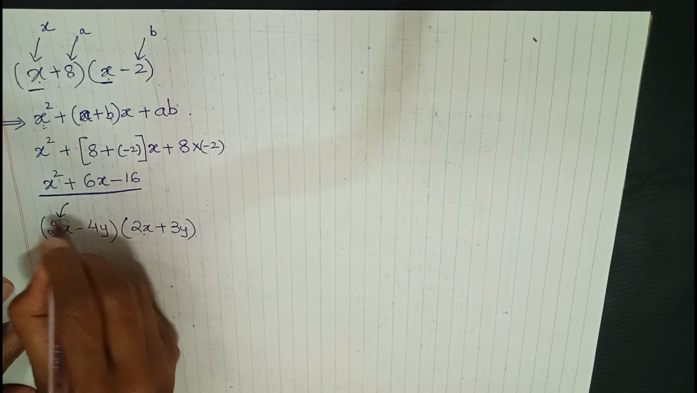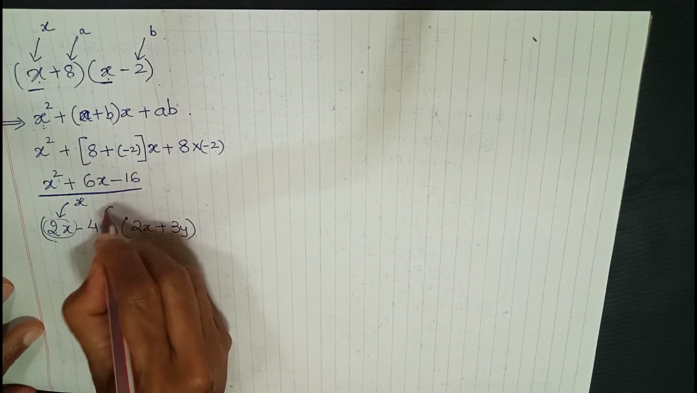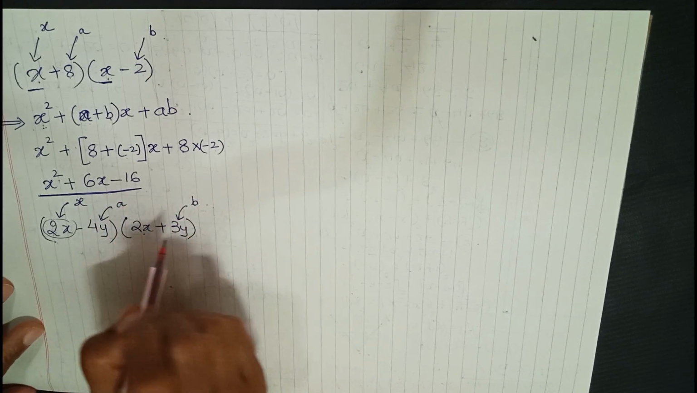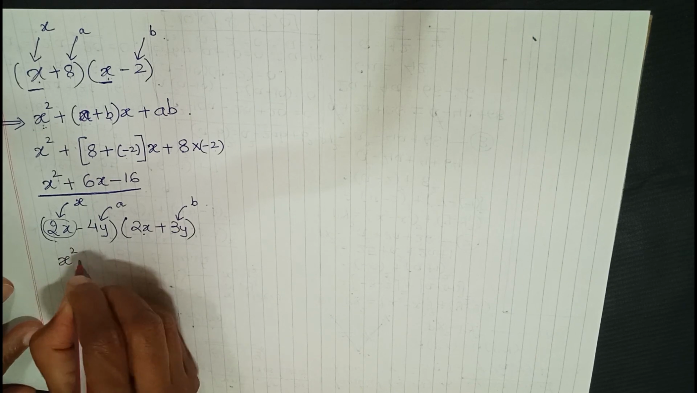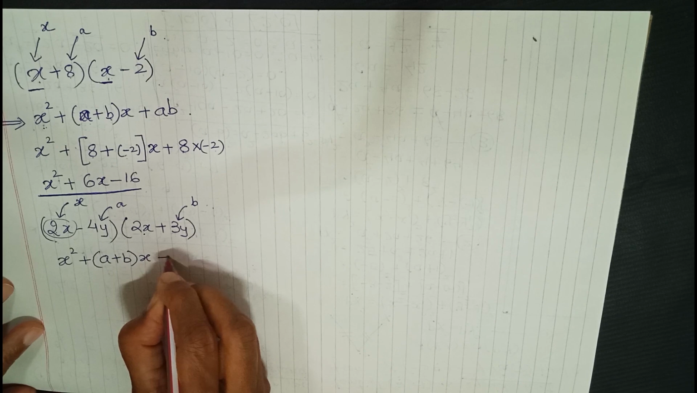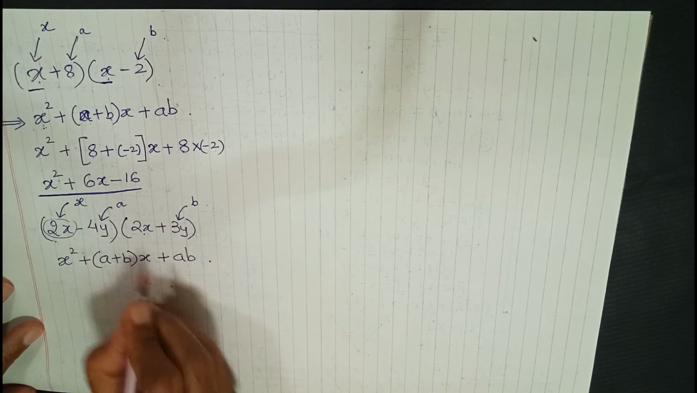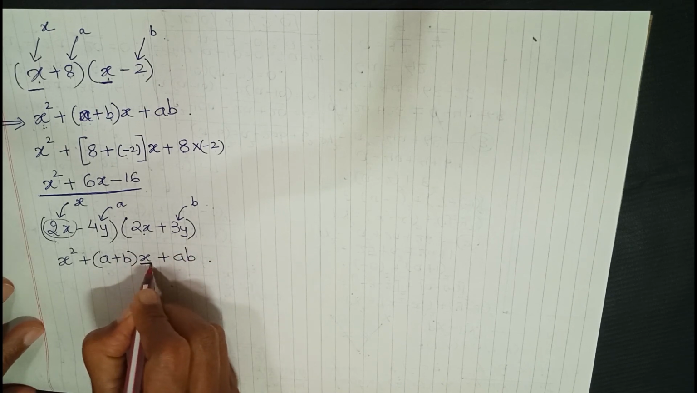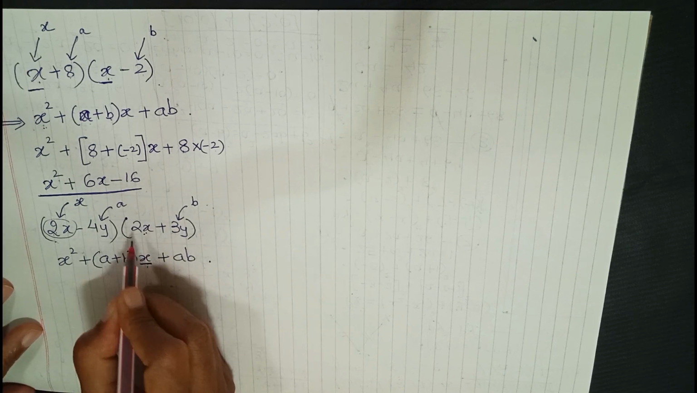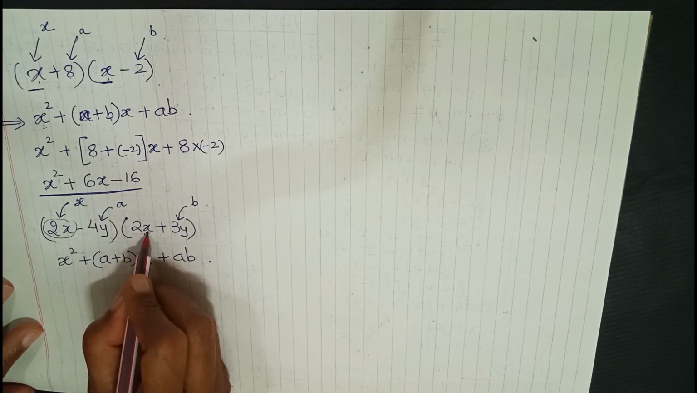So now this first term 2x is x, 4y is a and 3y is b. So now our formula is x square plus (a plus b) into x plus ab. We should always remember this x is not just x. What it refers to is the first number in the question. It can change. It can be whatever it is given in the question, right?